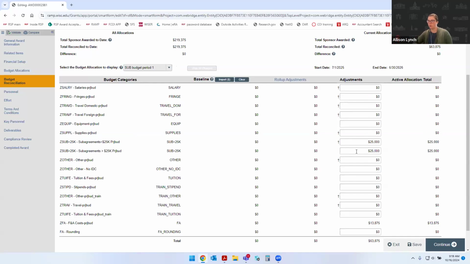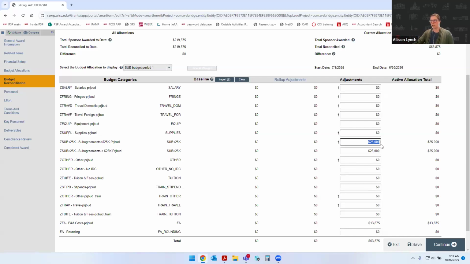And here, remember that we allocated $50,000 in direct costs, which is the outgoing subawardee's total cost. So this is inclusive of their direct and indirect for budget period 1. And we split the $50,000 into the sub less than 25,000 and the sub greater than 25,000 line. If this was $100,000, we would put 75 here.